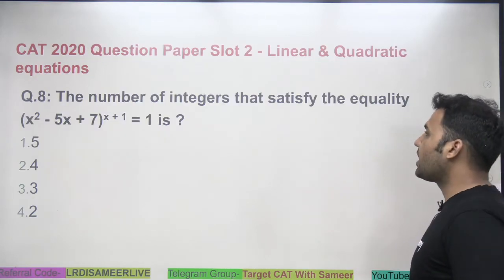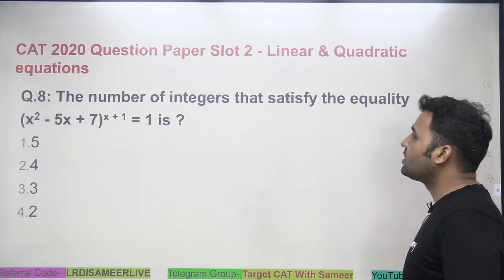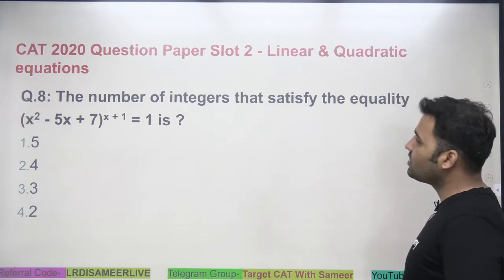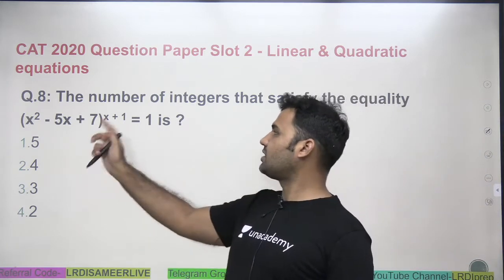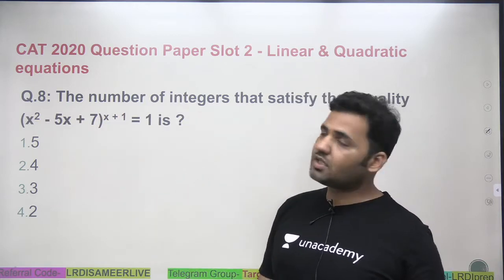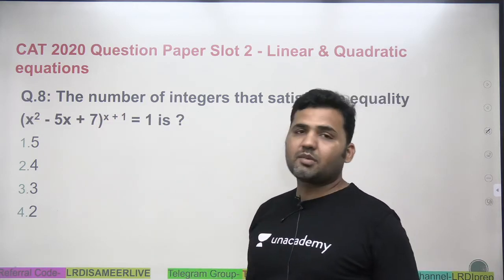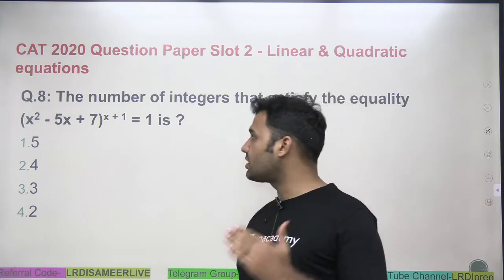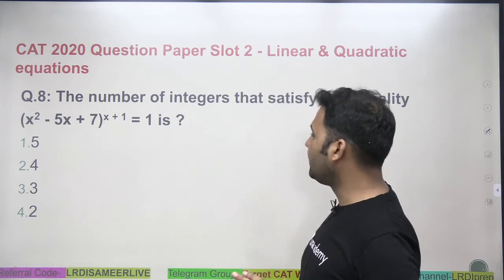Let's look at question number 8 of linear and quadratic equation. It says the number of integers that satisfy the equality. So we have this expression, right? Similar to this question, exactly a similar type of question was asked in the morning slot 1, morning slot 2, and also in morning slot 3.